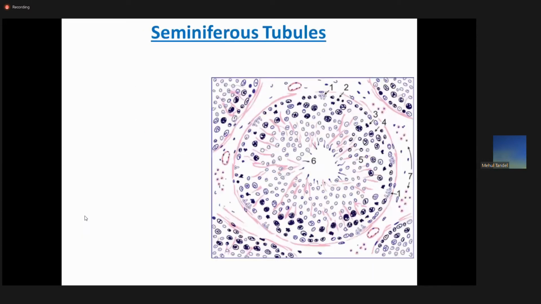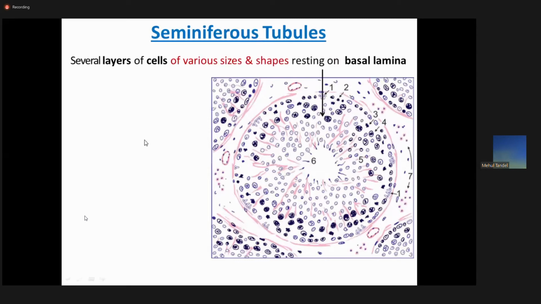Now inside it, there are several layers of cells of various size and shape, resting on the basal lamina. Here, basal lamina means tunica propria. So inside the tunica propria there are several layers of cells.